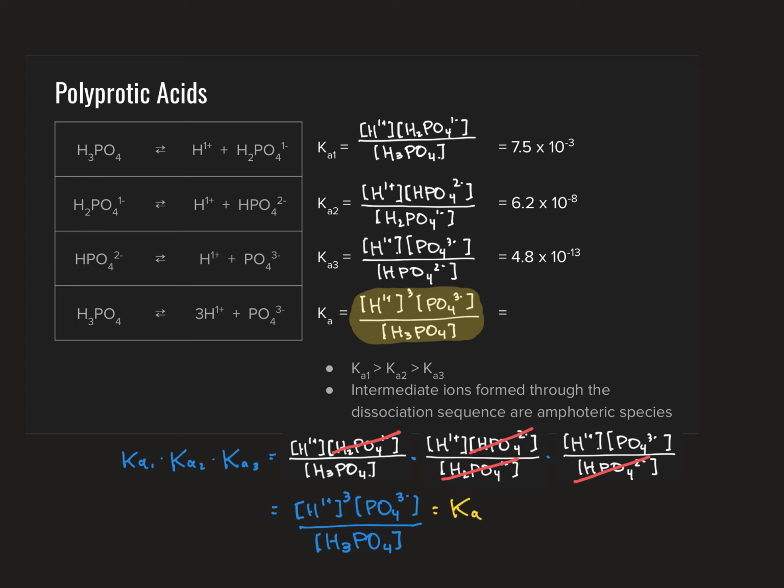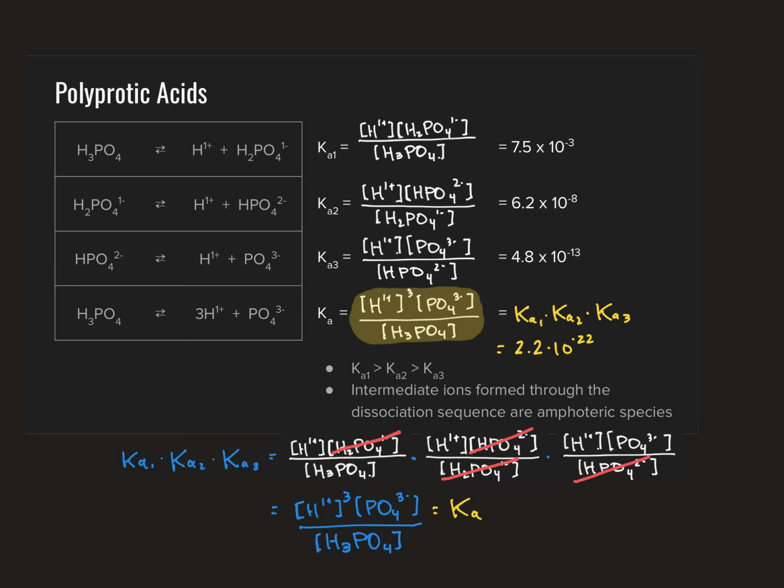So we can determine the Ka for the overall dissociation of the acid by simply multiplying the Kas of the individual stepwise dissociations along the way. And as we do so, by multiplying Ka1 times Ka2 times Ka3, we multiply these values together of 7.5 times 10 to the negative third, times 6.2 times 10 to the negative eighth, times 4.8 times 10 to the negative 13th, and we get a new value for the overall K expression of 2.2 times 10 to the negative 22nd.